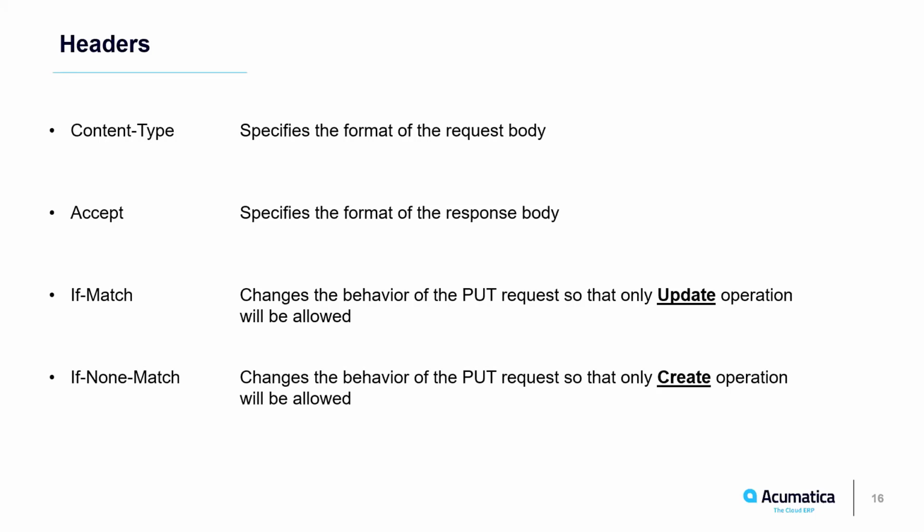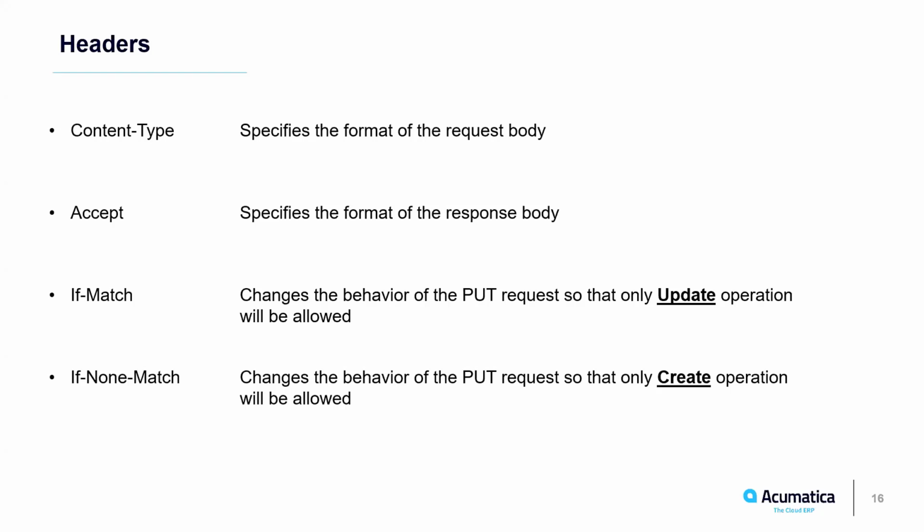If you specify If-Match, you can change the behavior of any put request, which is normally used to either update or create a record, to make sure that the request only performs the update operation. If it's not able to perform an update and would normally switch into the behavior of creating a new record, the request will be denied because you have specified this header. On the opposite side, we have If-None-Match, which changes the behavior of the put request so that you can only use create operations.